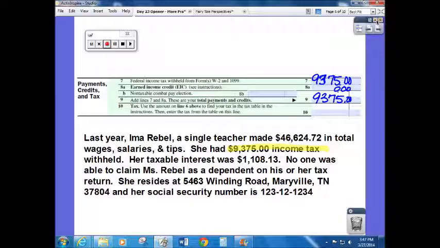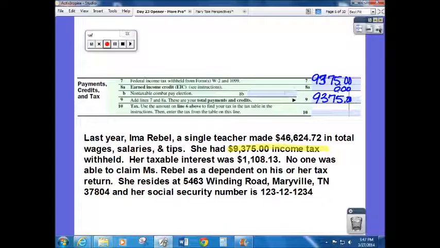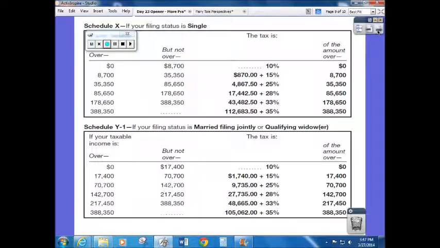Well, first of all, let's see what line 6 is. Line 6 is the taxable income. And it's $37,982.85. So we need to find what our tax is using our taxable income amount. Let's go to our tax rate schedules. And the first thing we need to do is decide which of these two schedules, Schedule X or Schedule Y, are we going to use? Well, we need to use Schedule X because Ima Rebel is single.